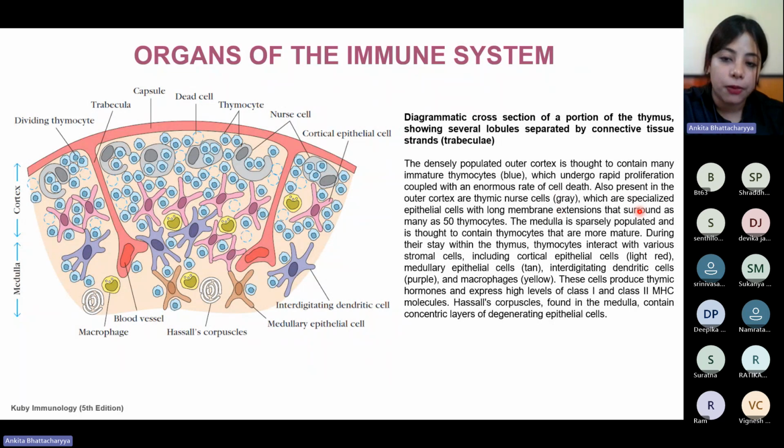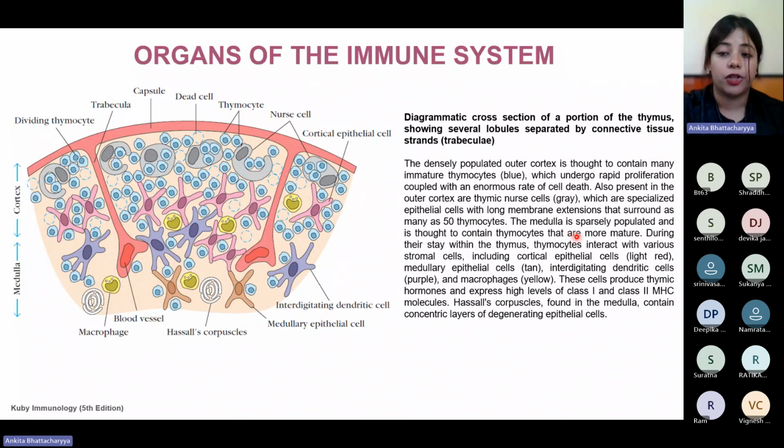They are specialized epithelial cells with long membranous extensions surrounding as many as 50 thymocytes. What does it do? As the name indicates, nurse cells are those which are responsible for nourishment of other thymocytes. When we say nourishment, it means, because they are immature thymocytes, they provide certain factors, certain cytokines, etc., which help in proper growth and proper division of thymocytes. So these, you see, are much longer with extensions, and they surround a large number of thymocytes and help in their better growth.